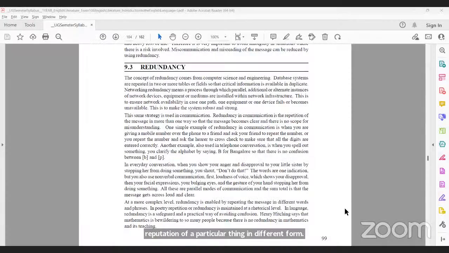Now, to avoid such things, there is a concept called redundancy. This is actually a term that comes from computer science or engineering lessons, which means repetition of a particular thing in a different form. Redundancy means repeating something in different ways.